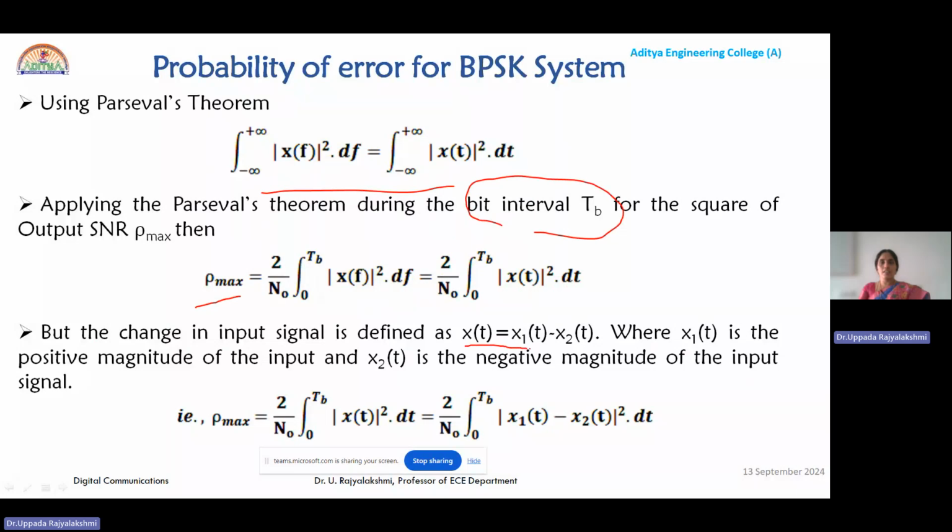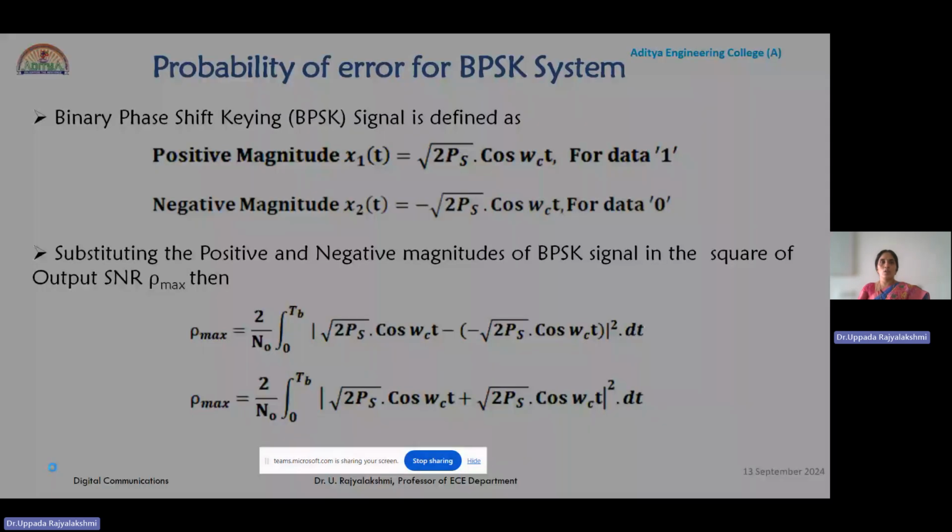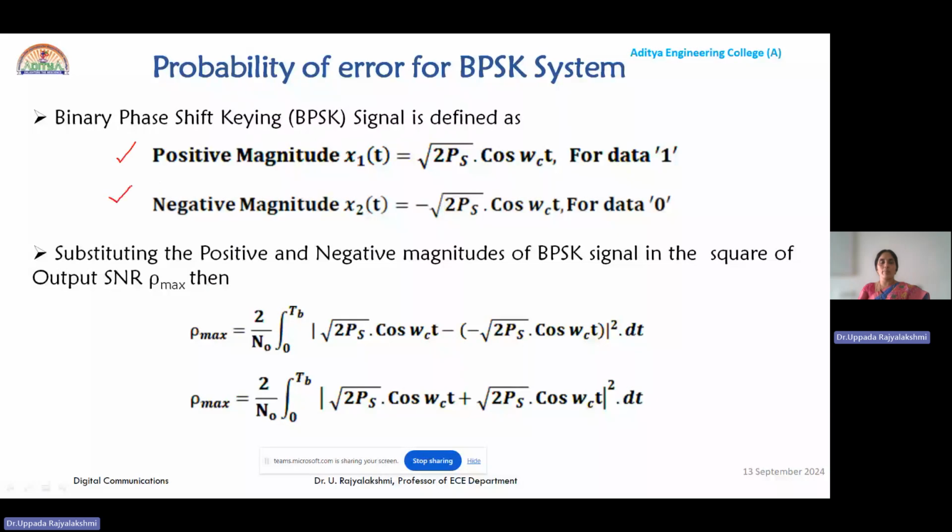where x(t) is the change in the input signal, which is equal to x1(t) minus x2(t), where x1(t) is the positive magnitude of the input and x2(t) is the negative magnitude of the input. Rho max can now be written as 2 by N0 integral 0 to TB of (x1(t) minus x2(t)) square dt. Now let us substitute x1(t) for PSK as root 2Ps cos omega ct and x2(t) as minus root 2Ps cos omega ct, because we know the positive and negative magnitudes of binary PSK. We already studied it in the earlier module.